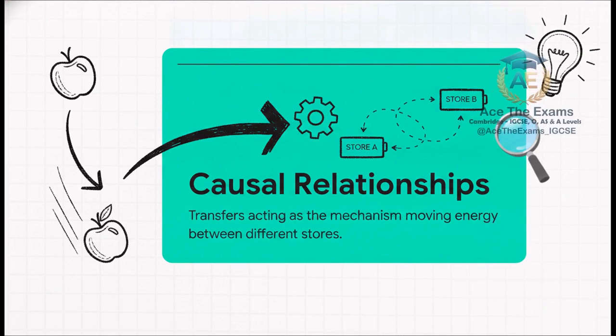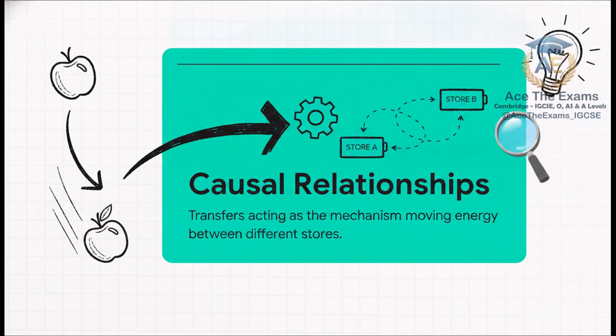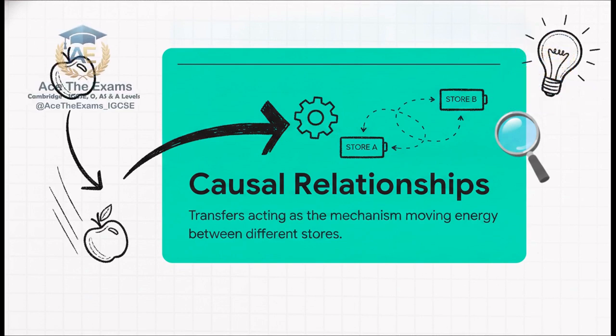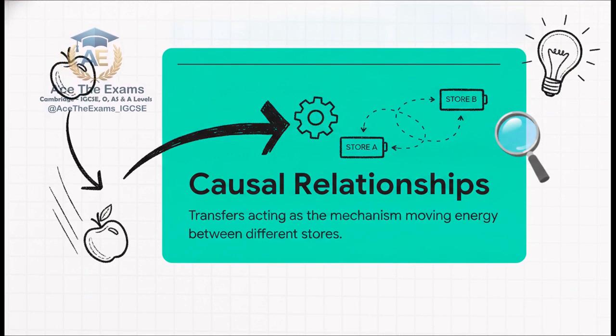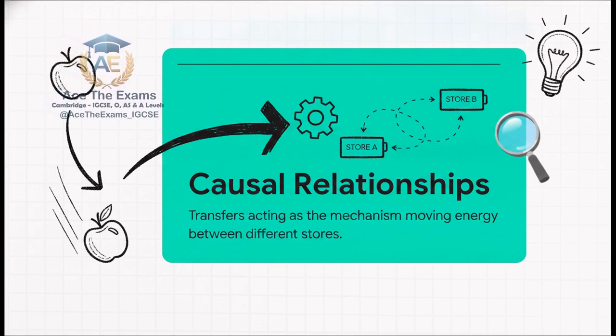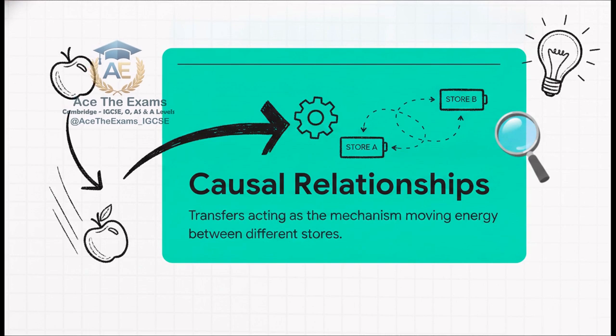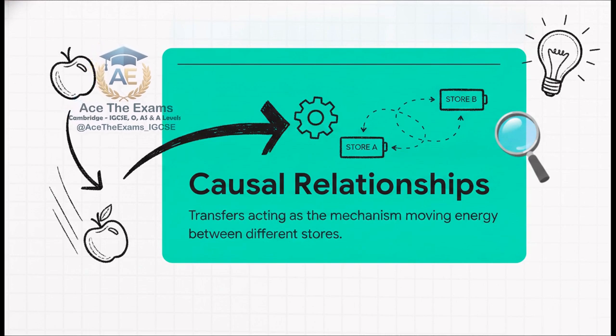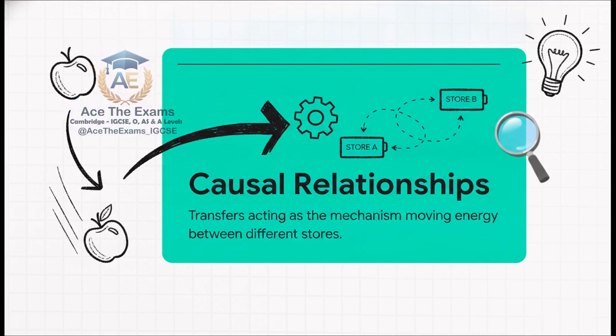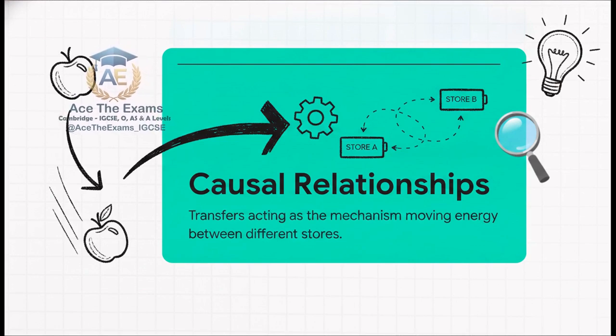It is absolutely vital to understand this definition of causal relationships. Energy transfers are the mechanisms. They are the active pathways that act as the bridge moving energy from one store to another. For example, think of a heavy box falling off a shelf. The mechanical force, which is the transfer, moves energy from the gravitational potential store of that falling box into its kinetic store. To structure this perfectly, you should use the PEEL framework: point, evidence, explanation, link.